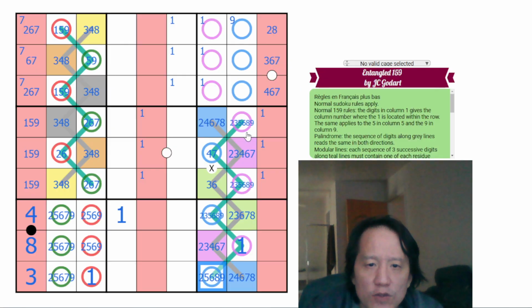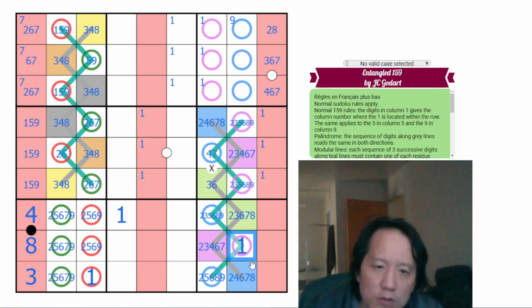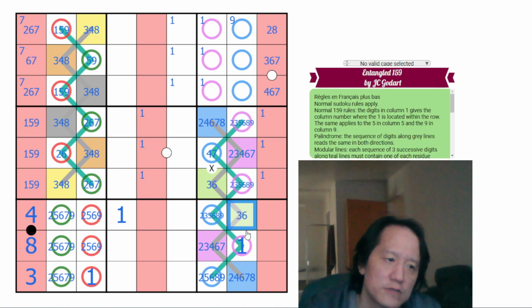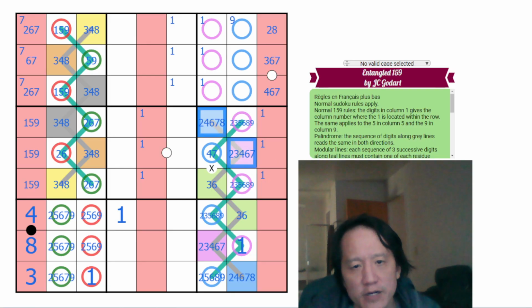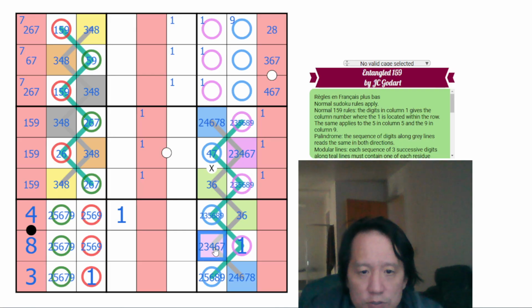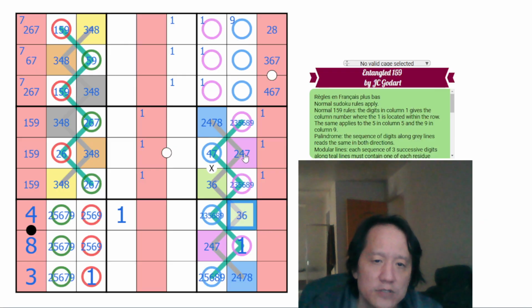Wait. This can't be 3 or 6, right? Either 3 or... Oh. Right. This is 3 or 6. So these can't be 3 or 6 because you only have one of that modularity in that set of 3, which is the same as this set of 3. So this cannot be 3 or 6. This cannot be 3 or 6. This cannot be 3 or 6.